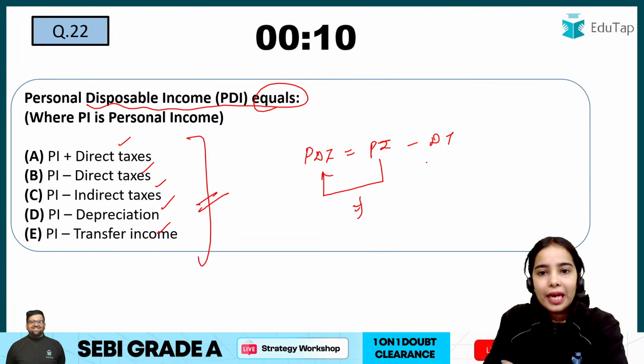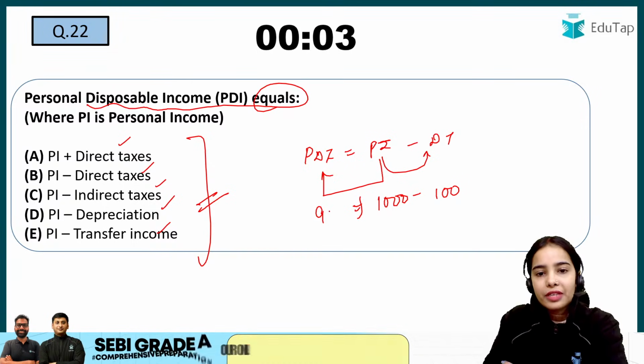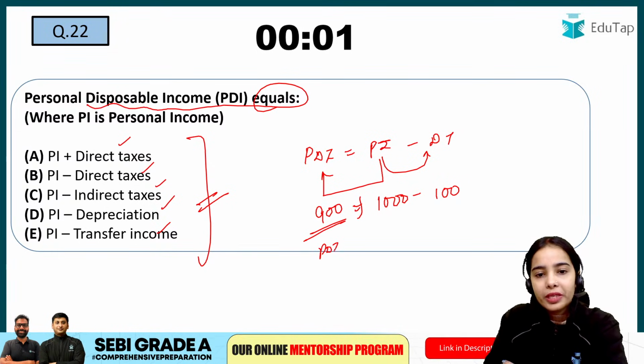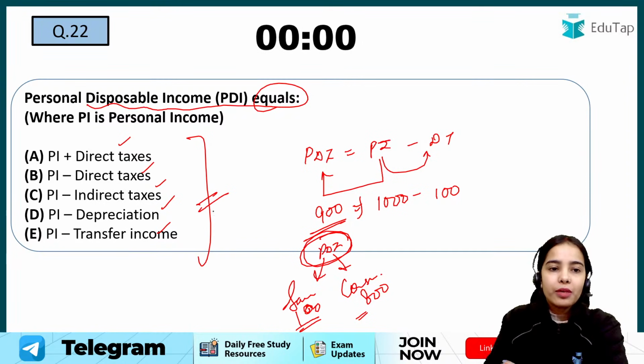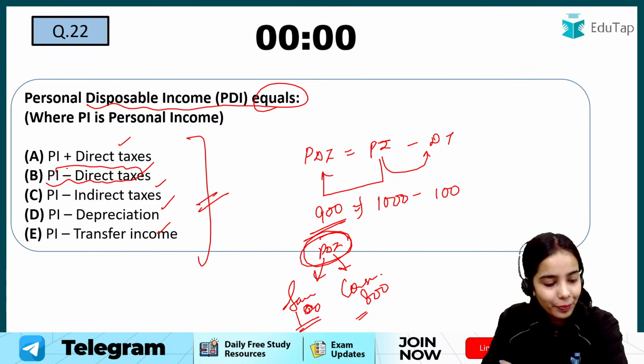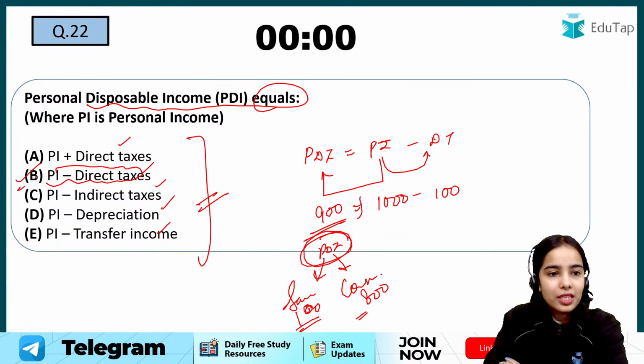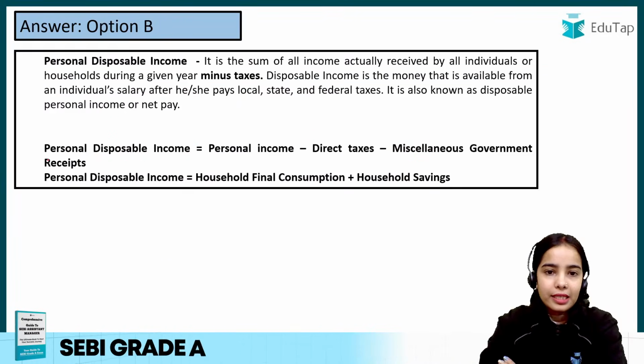So after paying the direct taxes, whatever is left, let's say your personal income was 1000, you have given the tax of 100. So whatever is left, that is 900, is your personal disposable income that you can save from, and from this you can consume. Let's say you are consuming 800, you are saving 100. Okay. So personal disposable income is personal income minus direct taxes. That's why here it is given to confuse you. It is minus direct taxes.